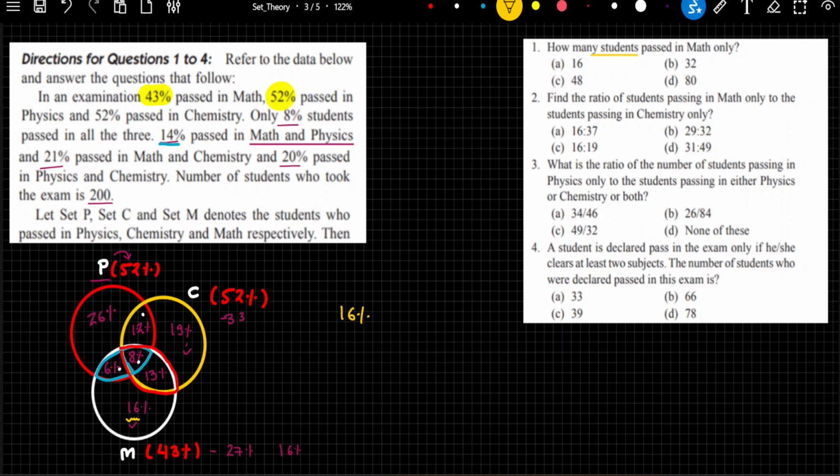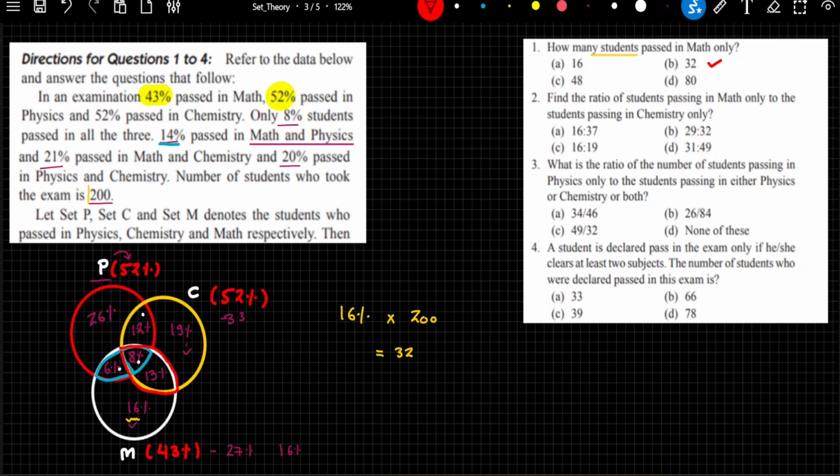And to find out the number of students, I have to use this value, because the total number of students is 200. And from 200, if you can fetch out 16%, you'd be able to find the number of students who only passed in subject maths. Very easy. 16% of 200 is going to be 32. So you should mark the option which says 32. So option B is the correct answer.